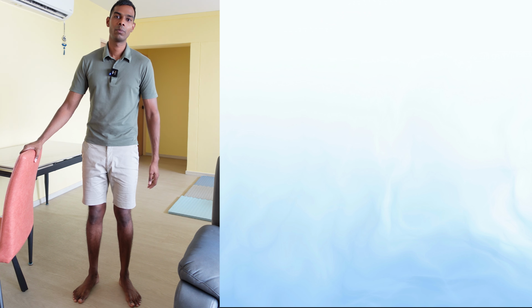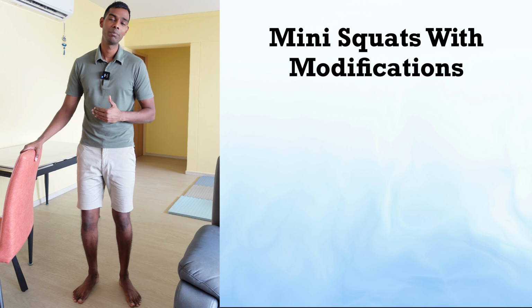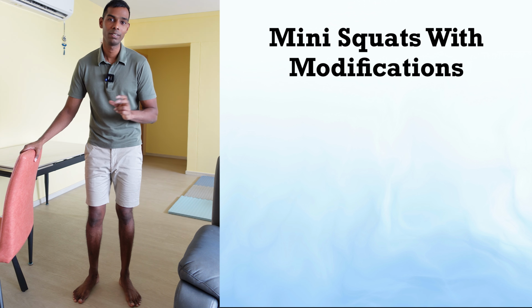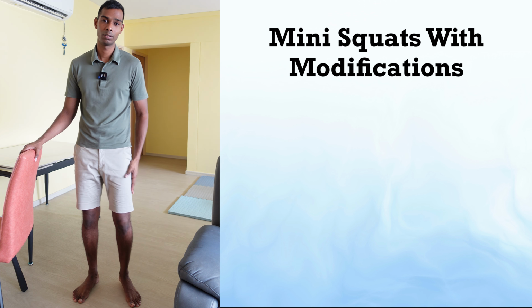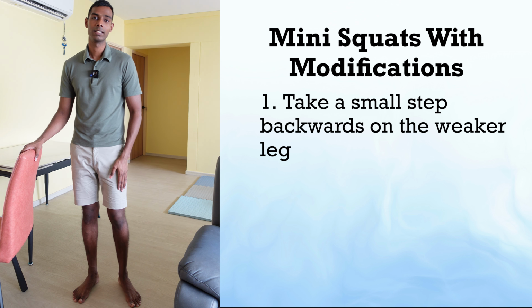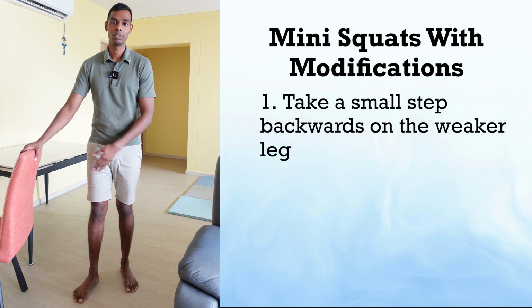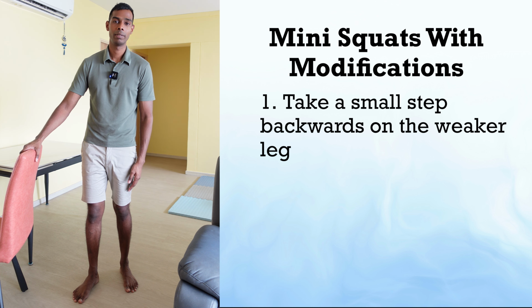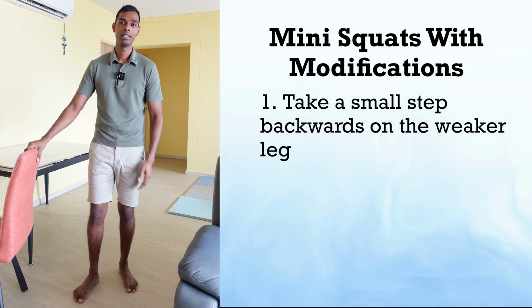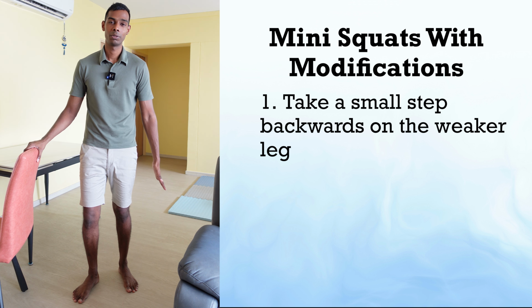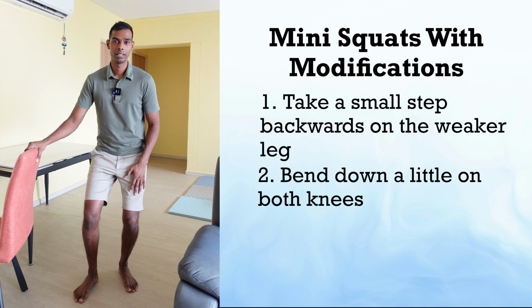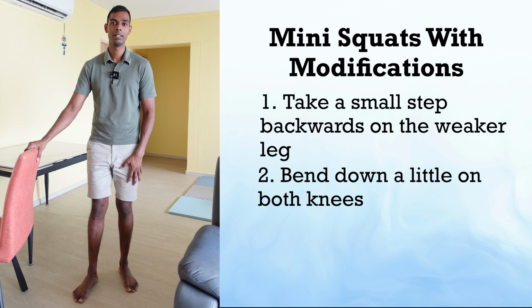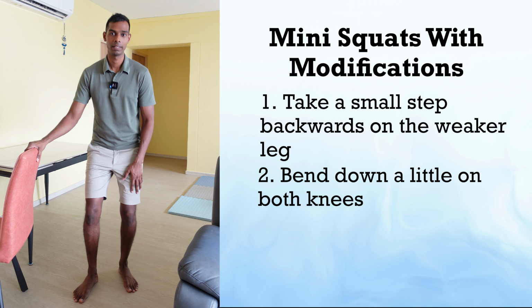Now, the next exercise that I want you to do is going to be in a standing position, but you're going to do kind of like a mini squat, with a slight variation. So this is the weaker side. I want you to take a small step backwards here. Your stronger leg forward, your weaker leg slightly back, and you're holding onto support always, also having a caregiver or family member on the weaker side. What I want you to do is just bend down a little bit and come back up. Okay, bend down a little bit and come back up.